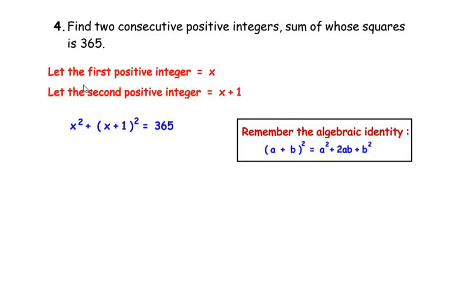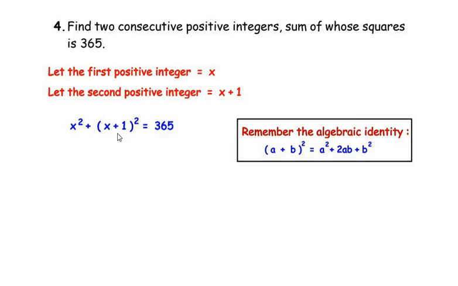So here let us consider that the first positive integer is x. So the second positive integer is going to be x plus 1, that is the neighboring number of x. So if x is 3, its neighboring number is going to be 3 plus 1, that is 4. Now here they have given that sum of whose squares, means we have to square each of these numbers. So here we have squared x and we have squared the second positive integer, that is x plus 1 the whole square, and then we have to take the sum of these two numbers and that is going to be equal to 365. Now we have to find out the value of x over here.